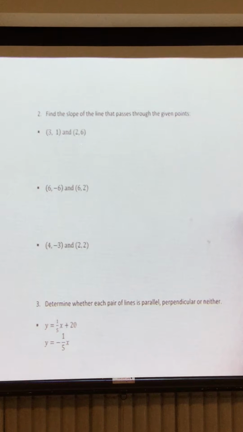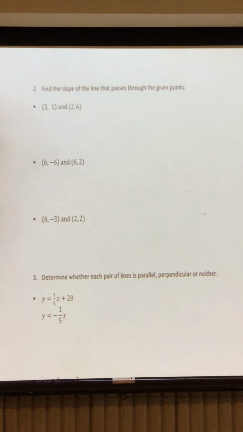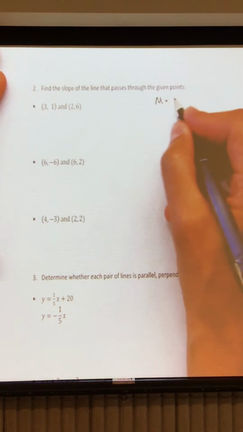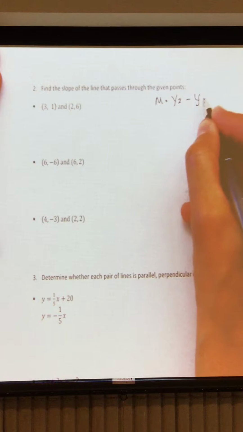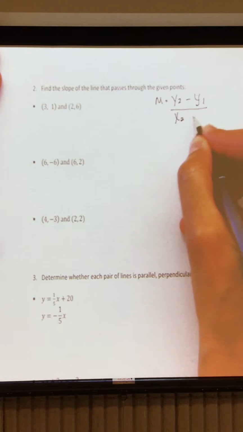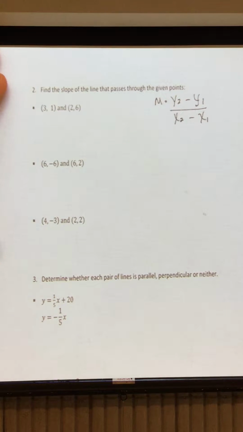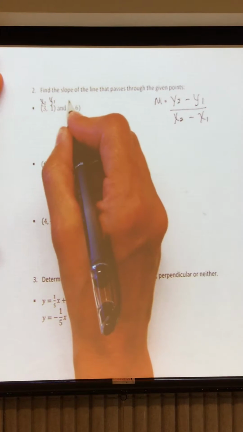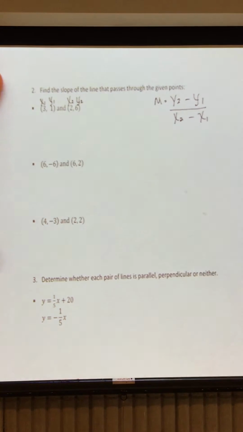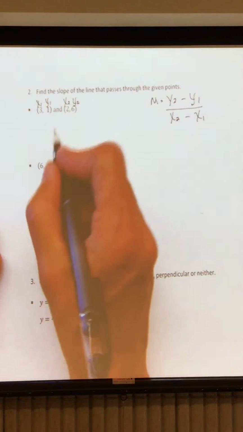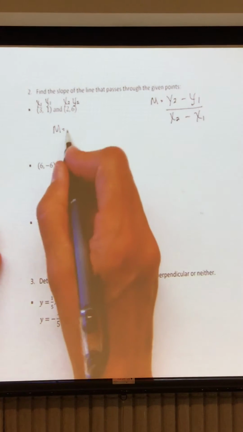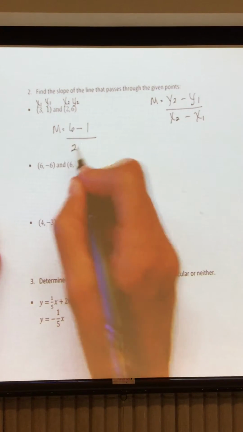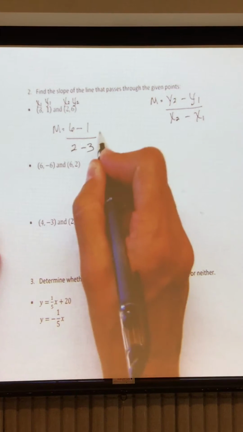Number 2, find the slope of the line that passes through the given point. So let's write down our slope formula. Slope is equal to the change in y, which is y2 minus y1, over the change in x, which is x2 minus x1. So our first point, 3, 1, is your x1, y1. Our second point is x2, y2. And let's substitute those points into our formula. So the slope is equal to y2, which is 6, minus y1, which is 1, over x2, which is 2, minus x1, which is 3.